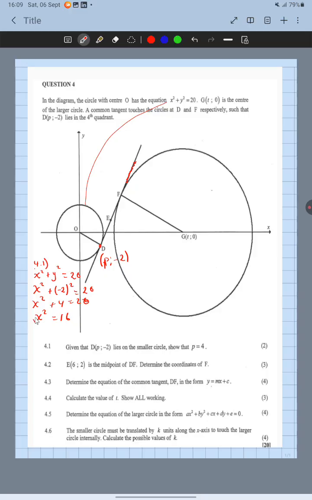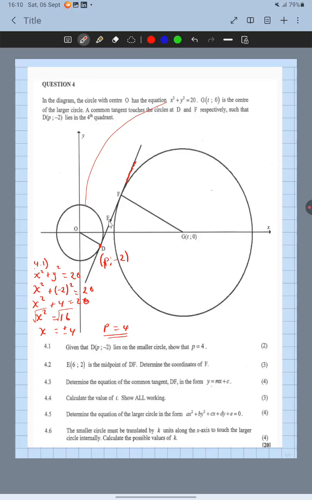Then you can take the square root of both sides. So what is x? It is plus or minus 4, right? But now we choose, since this is in the fourth quadrant, x will always be positive. So p is equal to 4. And then we are given E is the midpoint of DF. Determine the coordinates of F.